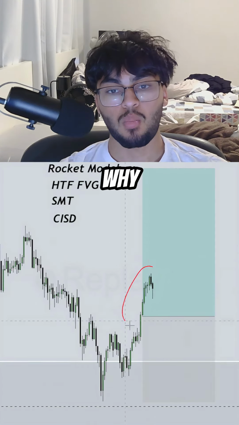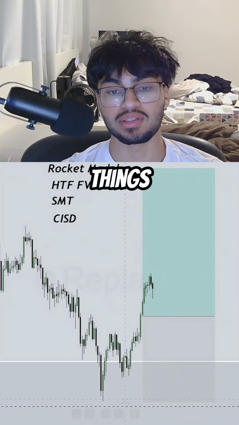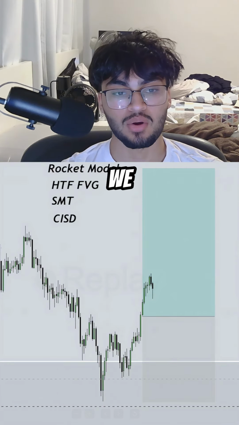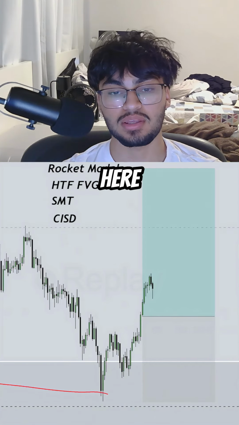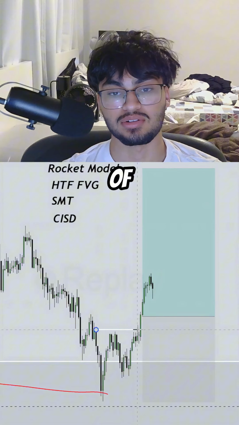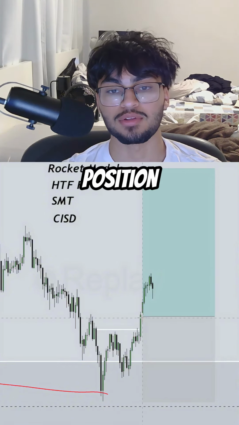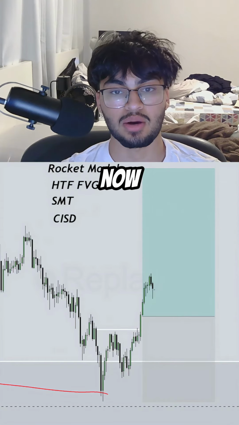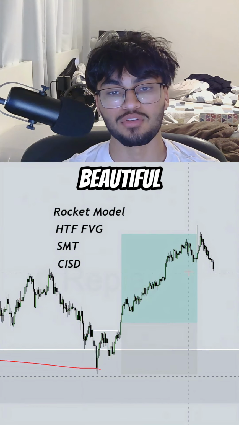and target a nice 2R. Why did I take this entry instead of that one? We have clearly these 3 things. We have a higher time frame fair value gap, we have an SMT at the lows, and where would the change in the state of delivery level be here? It would be above this series of downwards candles. So as soon as we get a candle body closure above this level, we would take our position and target a nice 2R. And now we can see how this actually plays out. And as you can see, we get a beautiful distribution higher.